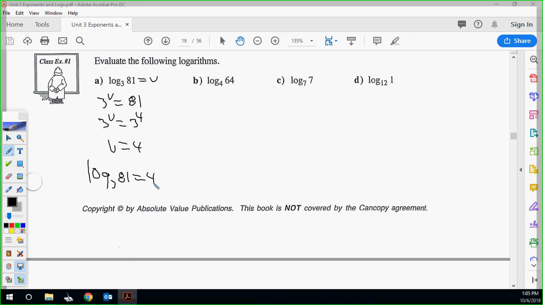So we've got log base 4 of 64. We're going to put, again, v. v is an arbitrary variable. You can make it x if you'd like. Honestly, I'm not sure why they chose v, but I'm just staying with that. So 4 to the v equals 64. 4 to the v equals 4 cubed. v equals 3. Log base 4 of 64 equals 3.